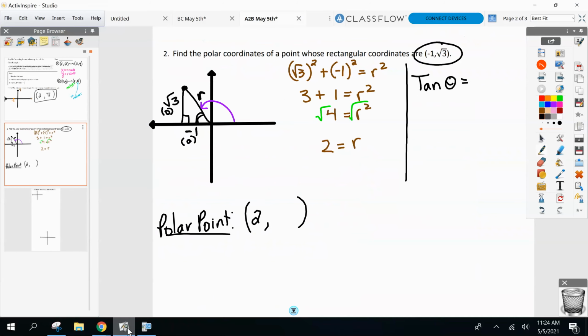Anna, what's our opposite side? Radical 3 over our adjacent side, which is -1. Good.